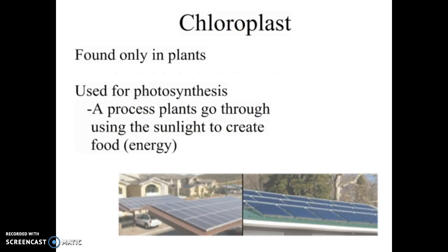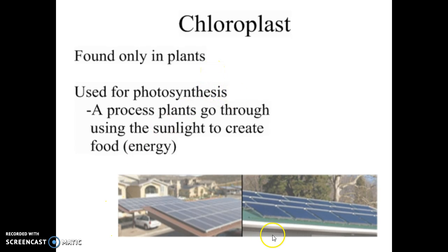Chloroplast. We spoke of the chloroplast when we were talking about photosynthesis, or when plants use the energy from sunlight to create glucose, which is why I put pictures of solar panels on the slide. They do a very similar job that chloroplasts do in that they use energy from the sun, they collect it, and then they change that energy into something else. In the case of these solar panels, they change it into energy that we could use for electricity or something of the sort. And with the chloroplast, they capture that sunlight and convert it into the sugar glucose.